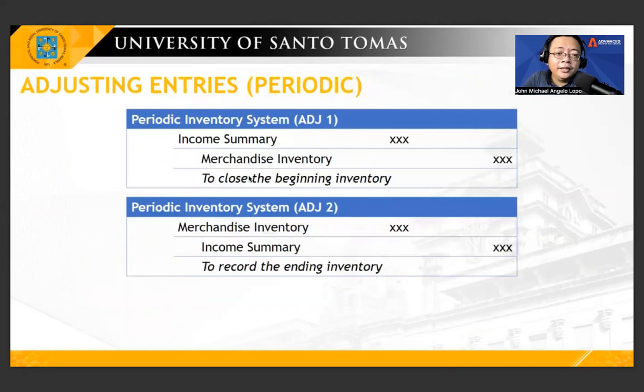So, adjusting entries. Ito na yung mga adjusting entries. To close the beginning inventory, di ba? Ang inventory has a debit balance. Para masarado yan, we charge it to the credit and income summary. Hopefully, you should remember income summary, ha? We summarize everything to the income summary. In terms of recording the ending inventory, you debit here merchandise inventory and credit here income summary.